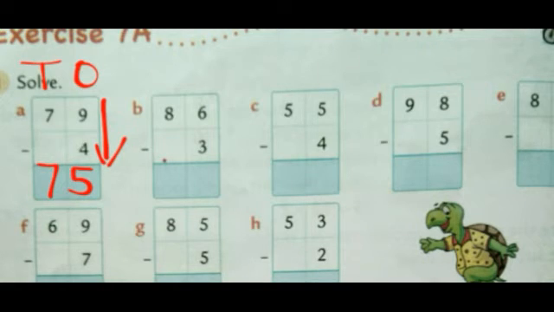See the next one. 86 minus 3. Again, this is the ones column and this is the tens column. Always begin with the ones. What is given in ones? 6 minus 3. What is 6 minus 3? It will be 3 only. And now subtract the tens. But in the tens only 8 is there. Nothing else. To subtract, that 8 will come down. Okay. We will bring 8 down.